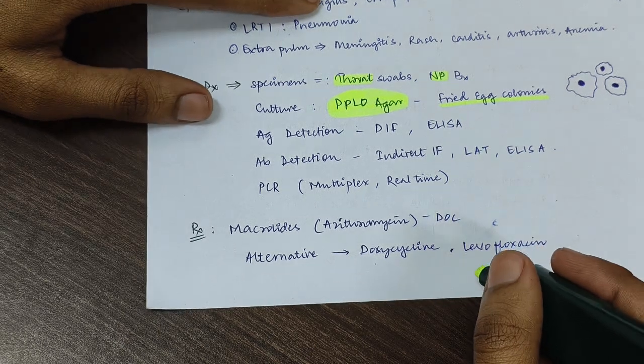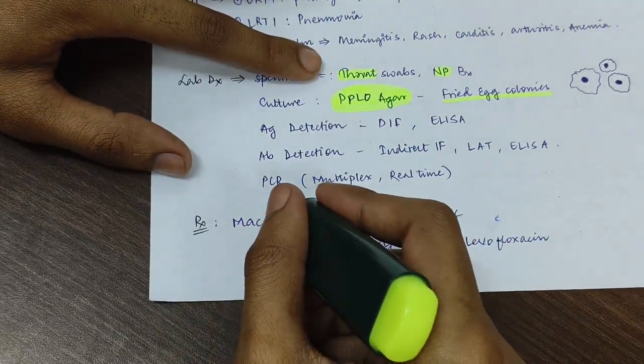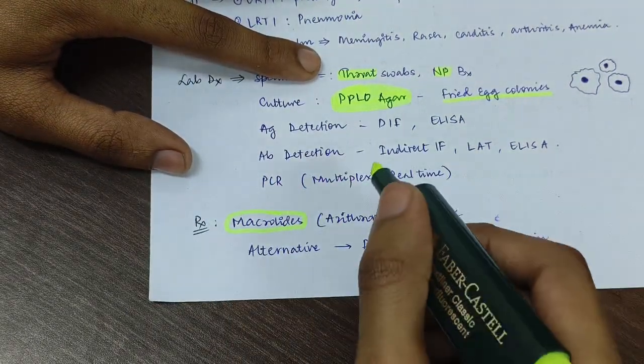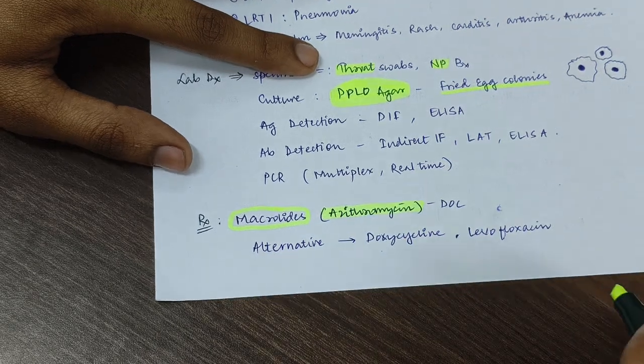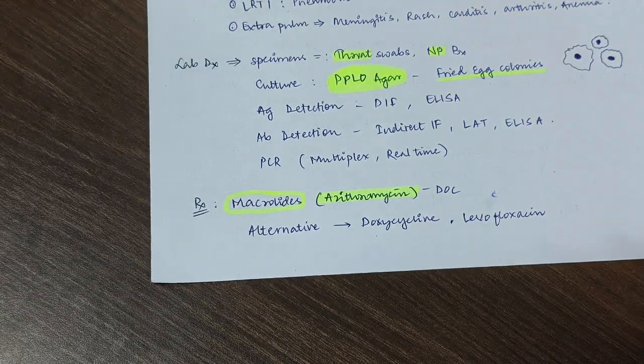Coming to the treatment of this particular atypical pneumonia, you are going to give the macrolides, basically azithromycin. Azithromycin is the drug of choice. Alternatives are doxycycline and levofloxacin.